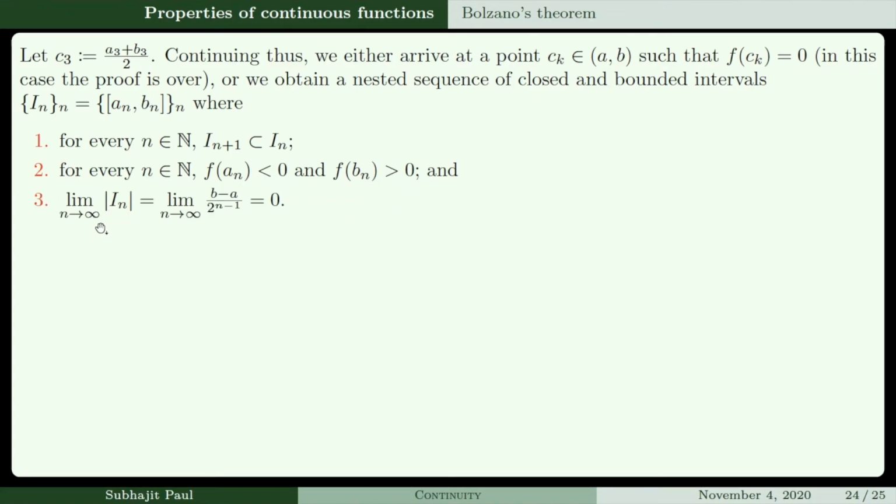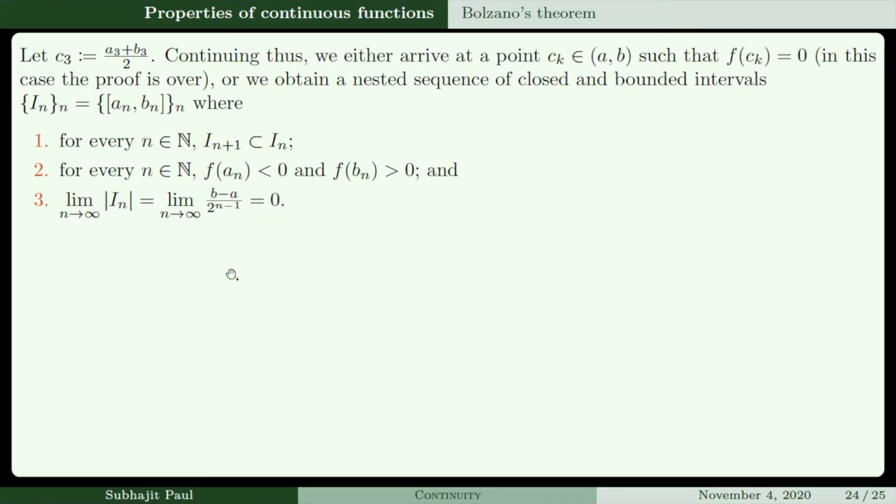And at the same time, the limit of the length of In. So we started with the very first interval, the domain interval, that was a to b, and we are subdividing that into half portions in every iteration. So the length of In is (b minus a) divided by 2 to the power n minus 1, and definitely this goes to 0 as n tends to infinity.